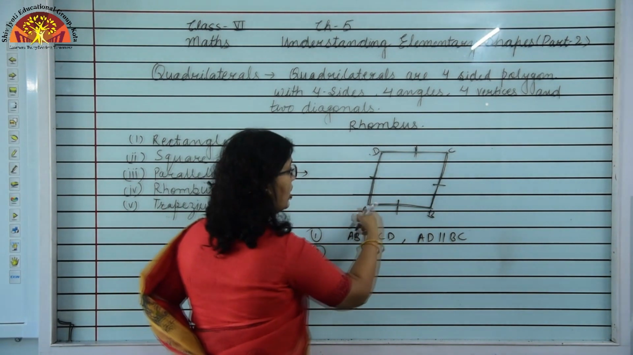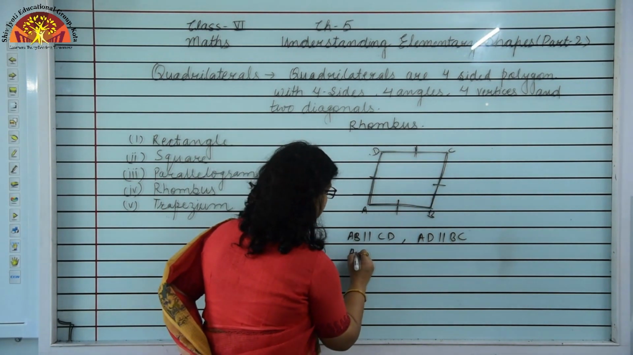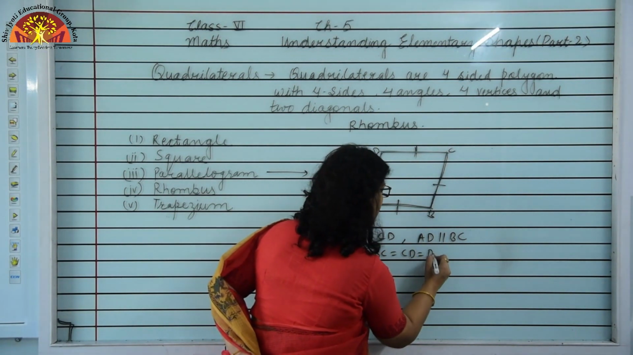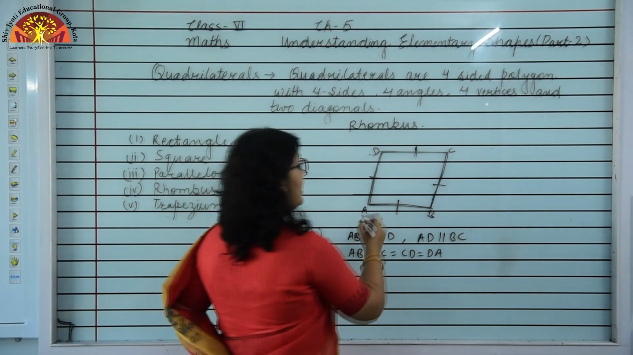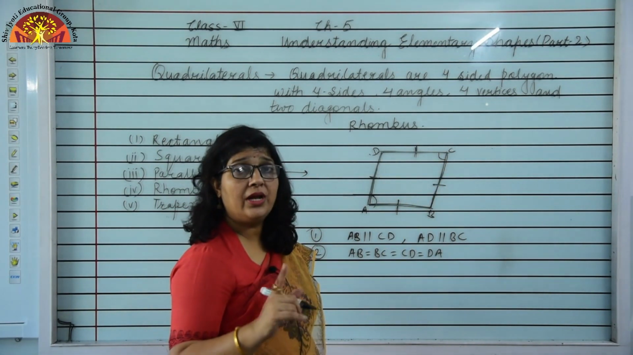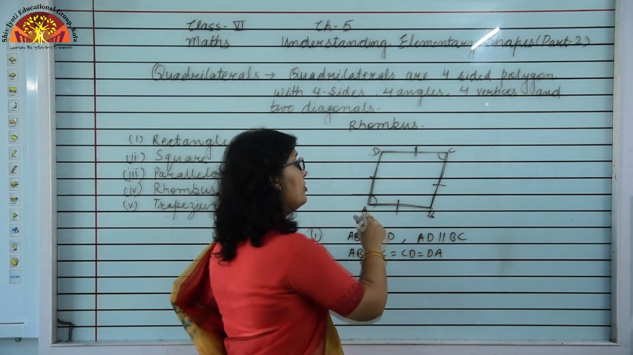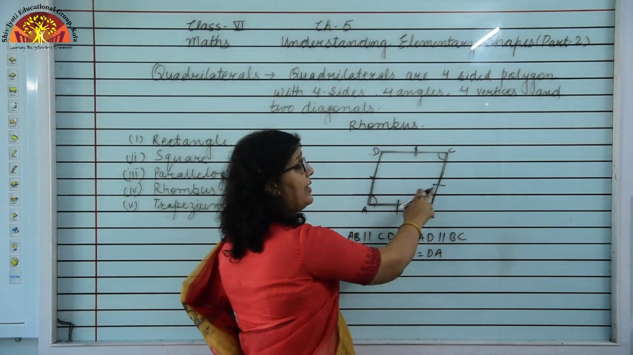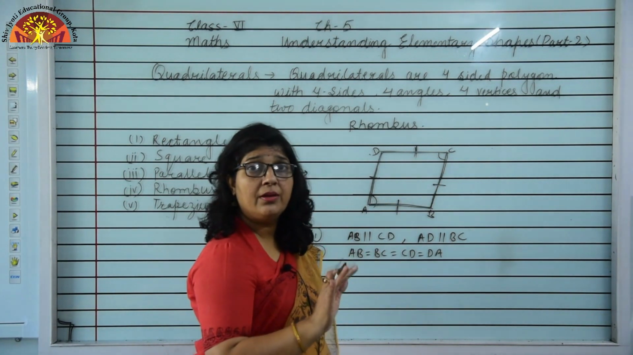Second is all sides are equal. AB is equals to BC is equals to CD is equals to DA. And opposite, definite सी बात है कि parallelogram है. In a parallelogram opposite angles are equal and rhombus is also a parallelogram because opposite sides are parallel. So it is also a parallelogram.